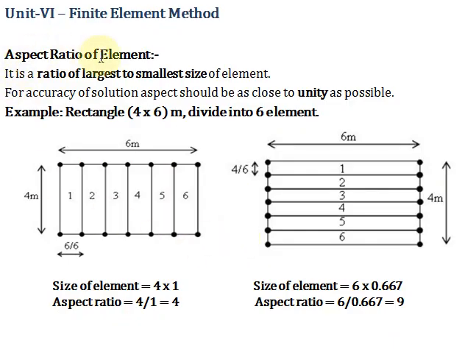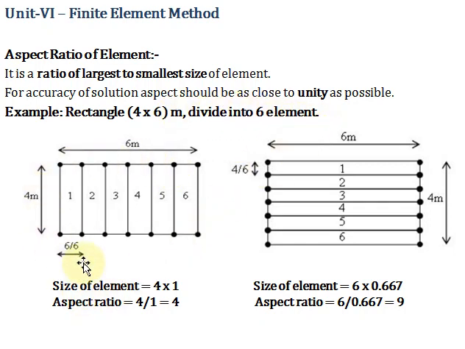Okay. So next is the aspect ratio of the element. Aspect ratio is the ratio of the largest to the smallest size of the element. For accuracy of the solution, aspect ratio should be as close to unity as possible. For example, a rectangle 4 by 6 meter divided into 6 parts.